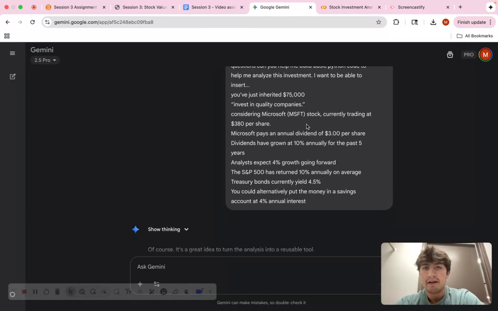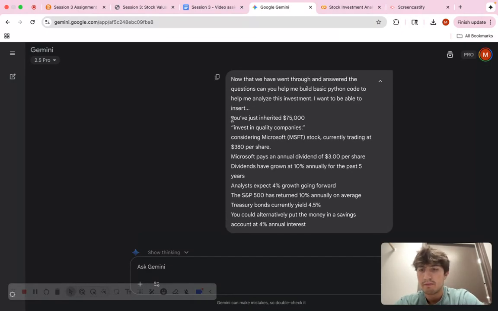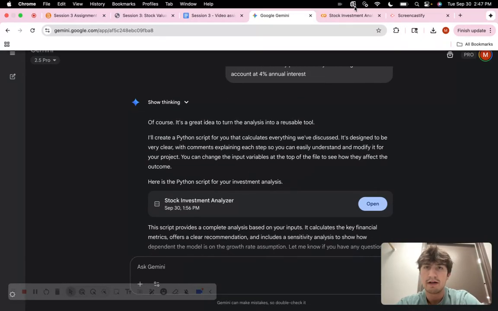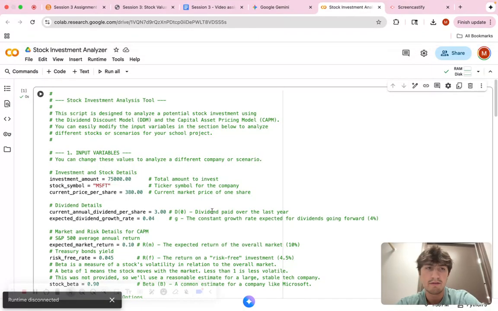But the caveat was I needed the variables to be ones that I already had. So I inserted my define and discover stage in there so it knows that I have 75K, the share price, which we'll see. And so it gave me this. So I exported into Colab and let's see what it got me.